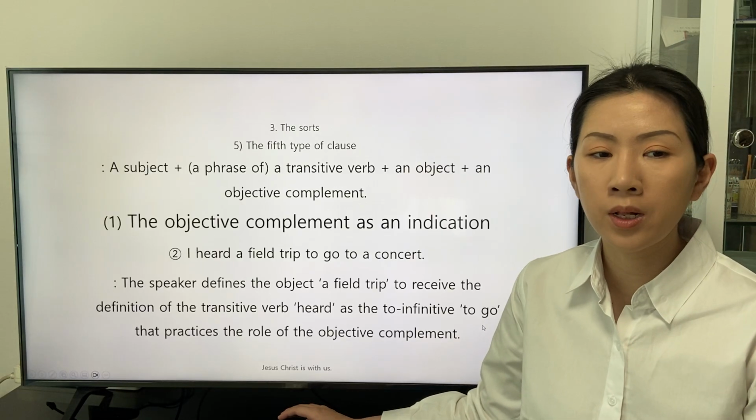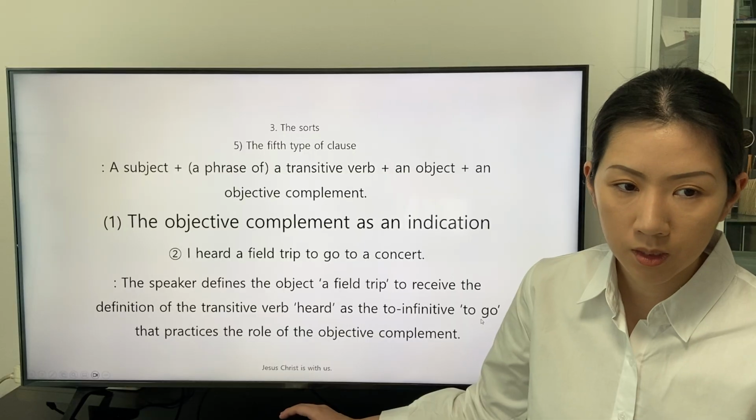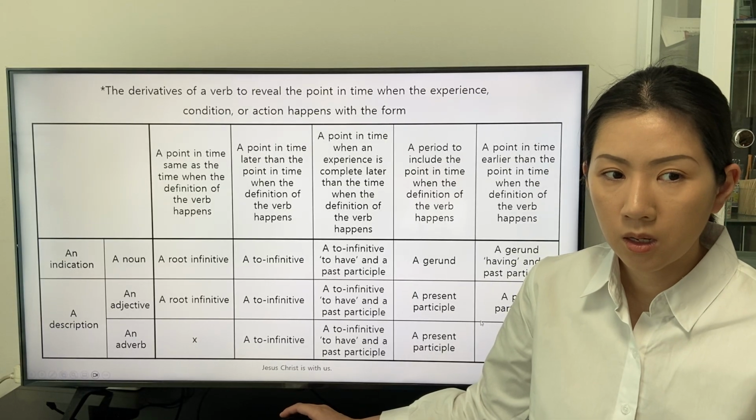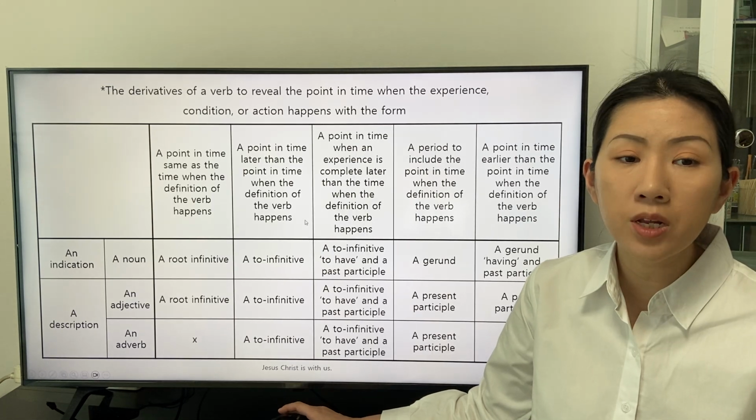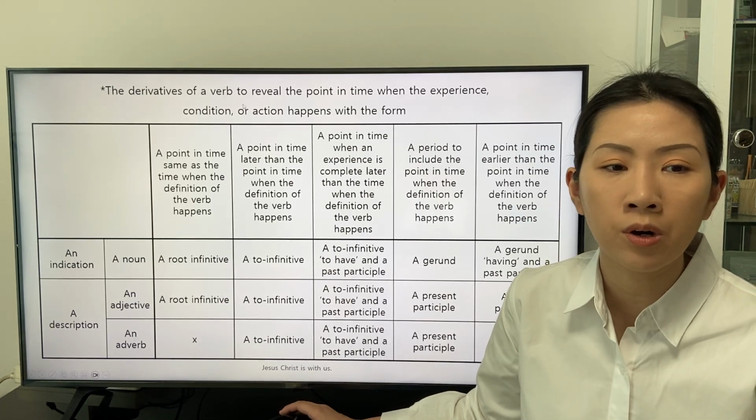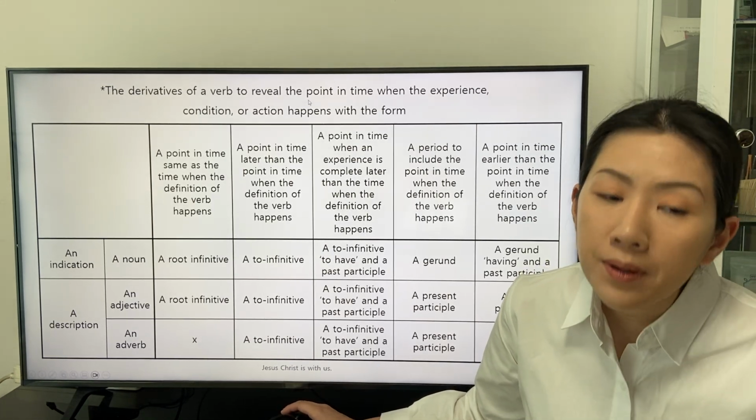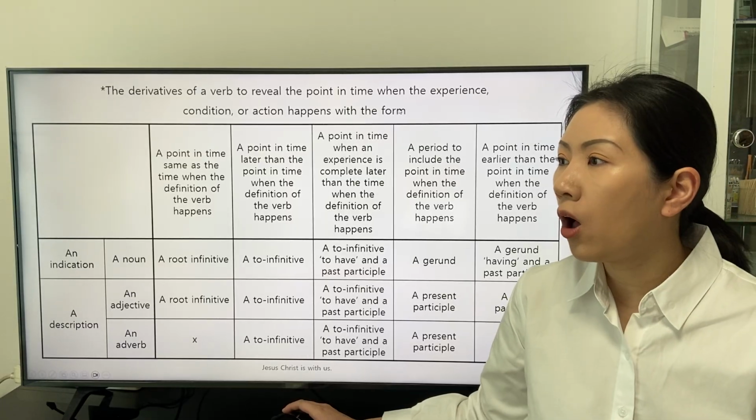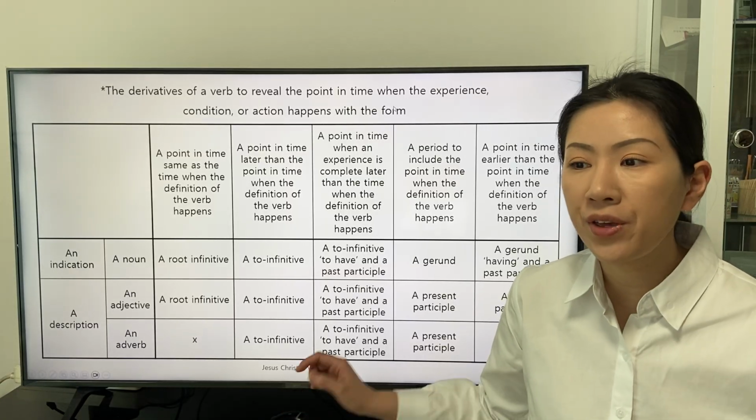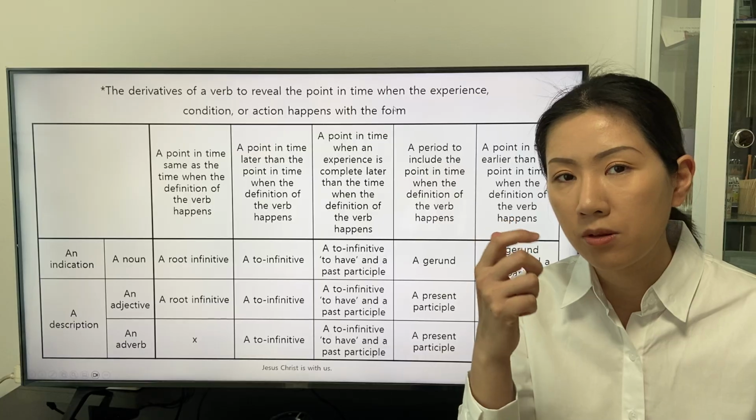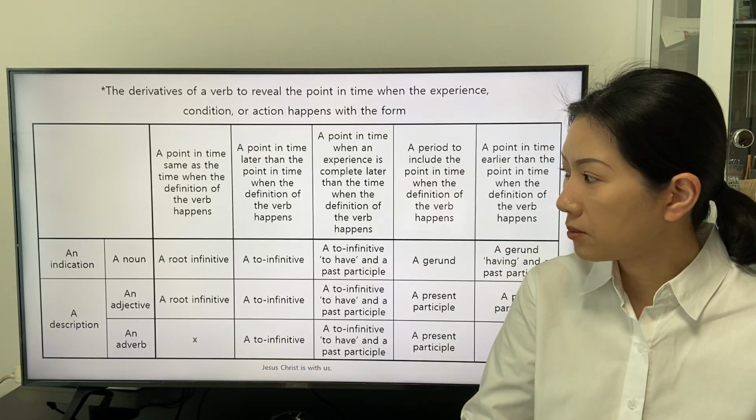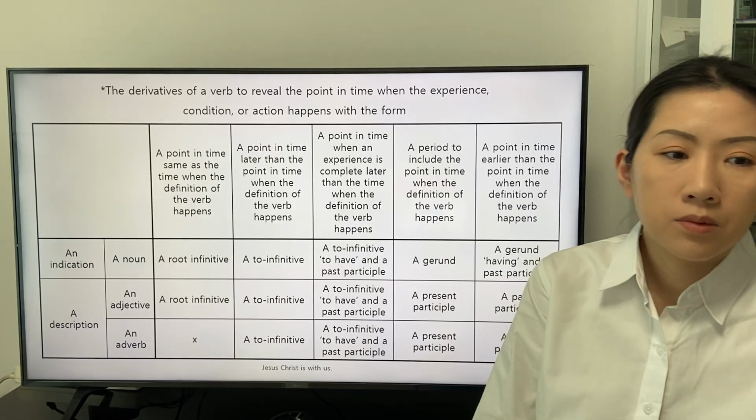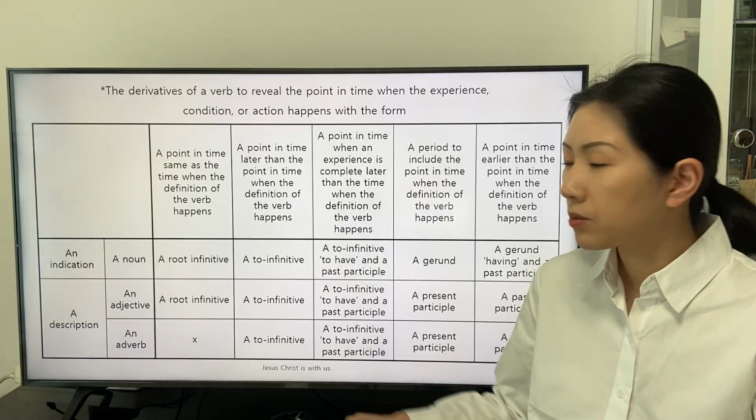From now on, we will study the derivatives of a verb to reveal the point in time when the experience, condition, or action happens with the form. A derivative of a verb reveals the information about the time of actualization. Let's see one by one.